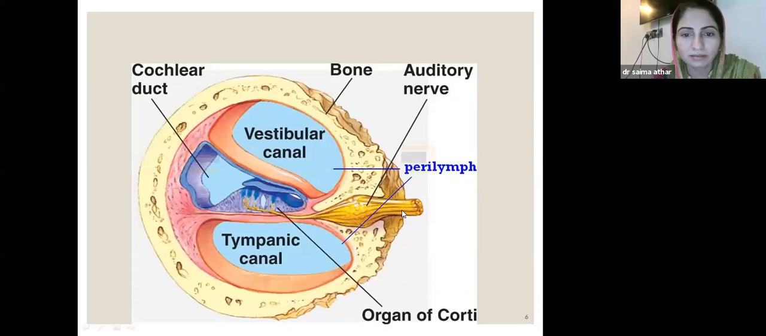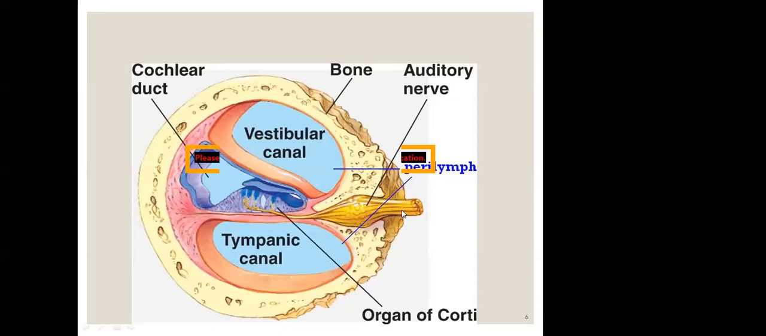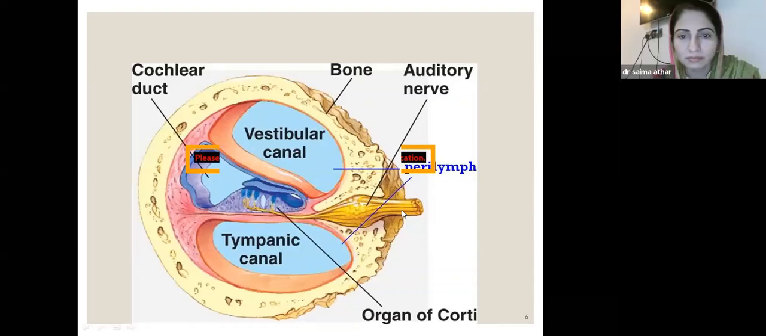Ji, Noor Fatma. Can you explain what is the difference between endo and perilymph? There are two Noor Fatmas, I think. 63 is present. Roll number 63. Ji. Okay, Muhammad Salim.